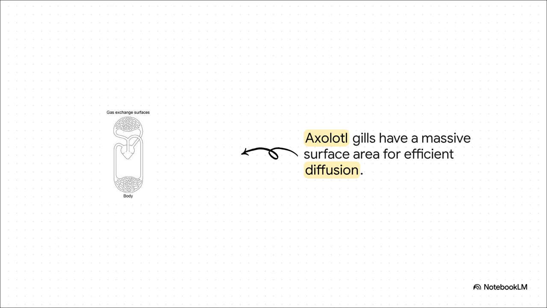To do this efficiently, its gills are structured to create a massive surface area. A bigger surface area basically means way more doors for the oxygen to enter, allowing for a much faster rate of diffusion, so the axolotl gets all the oxygen it needs to survive.